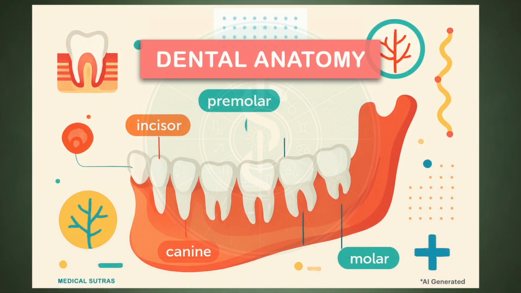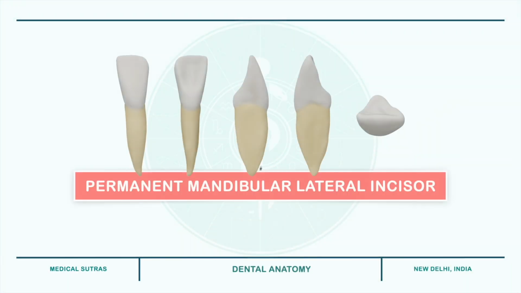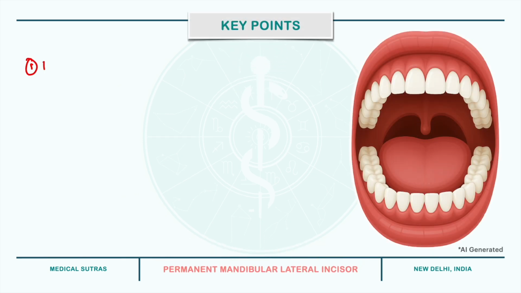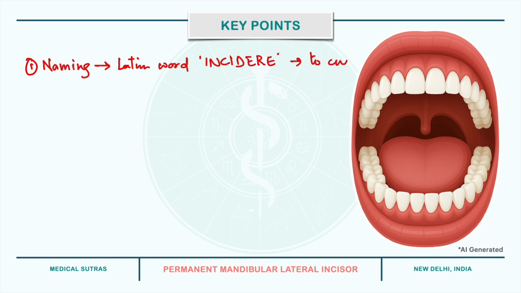In today's video, we will discuss the permanent mandibular lateral incisor, its chronology, dimensions and morphology. But before moving forward, let's start with some basic concepts. First is naming. The term incisor is derived from the Latin word incidere, which means to cut.